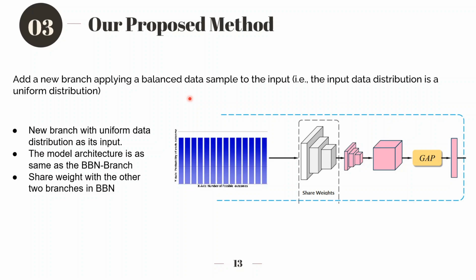Our motivation is that there are already two branches. One of the branches' data input distribution is long-tail, and the other is reversed. So that makes us wonder why they don't add another branch with a uniform distribution as its input. So we add a new branch with uniform data distribution as its input, and the model architecture is the same as the BBN branch, and it shares weights with the other two branches in BBN.